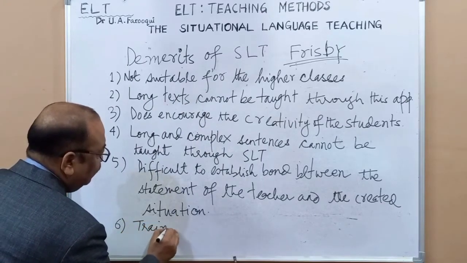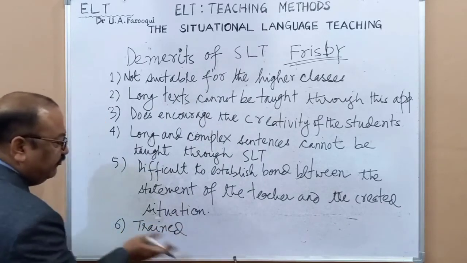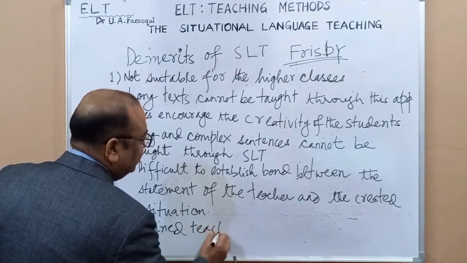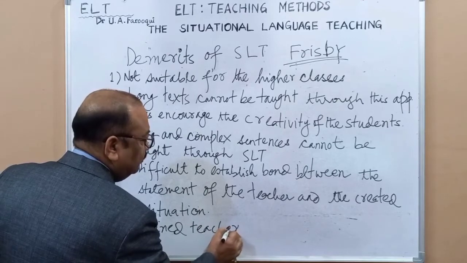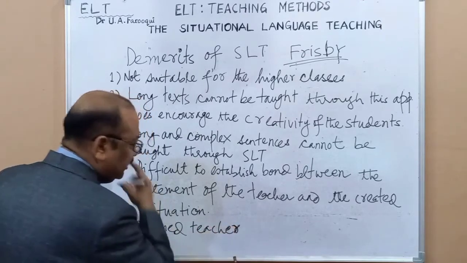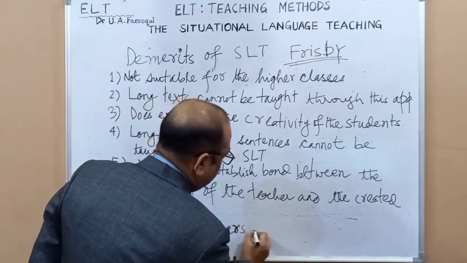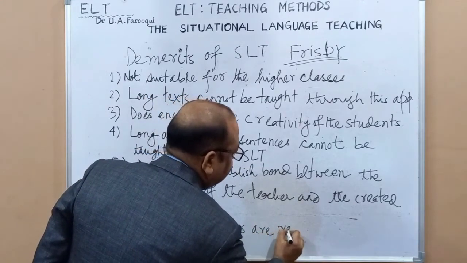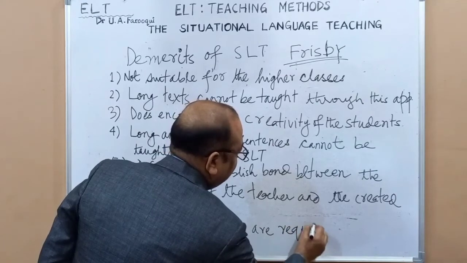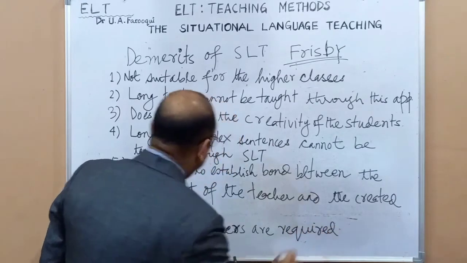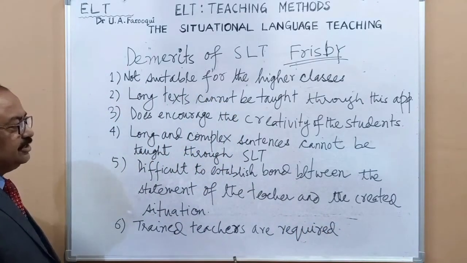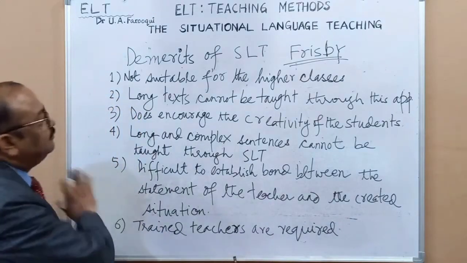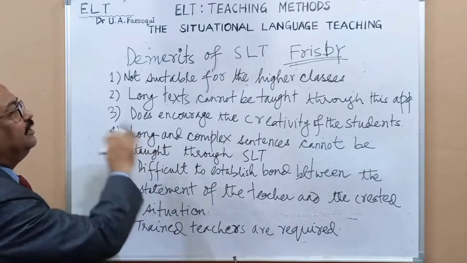This is not the flaw with the approach. Is it the flaw with the approach? No. This is a flaw with the system, that you do not have the trained teachers. Why do you not have? Trained teachers are required to be produced. Trained teachers are required. Okay? So these are the flaws that I have discussed.